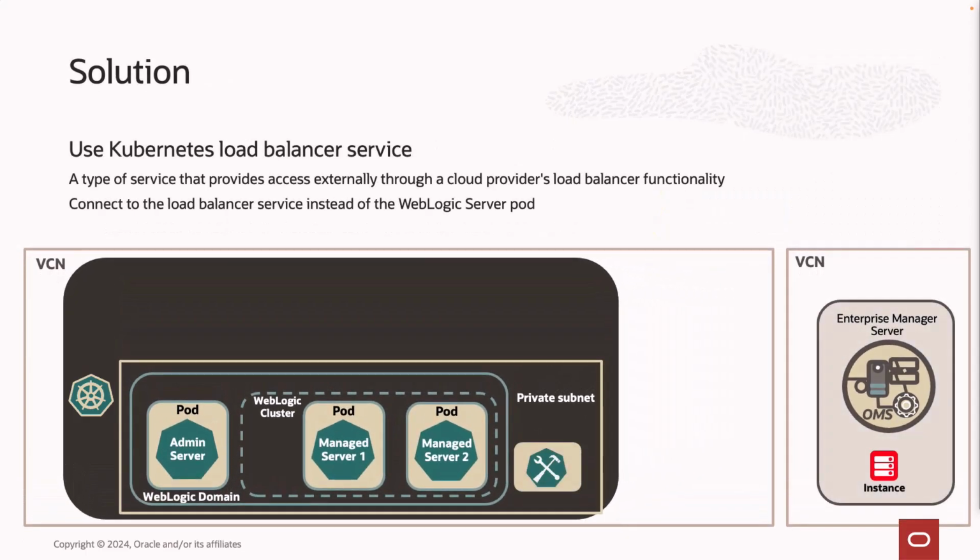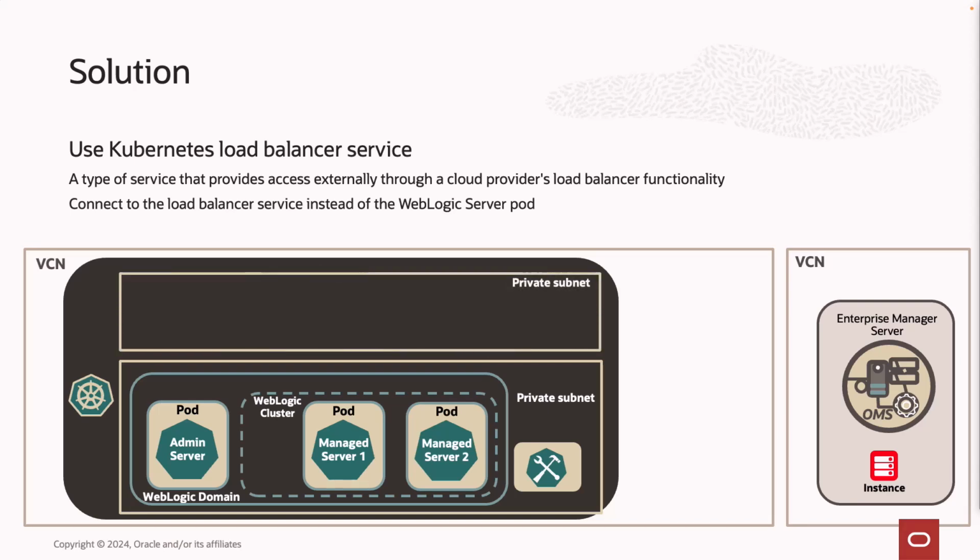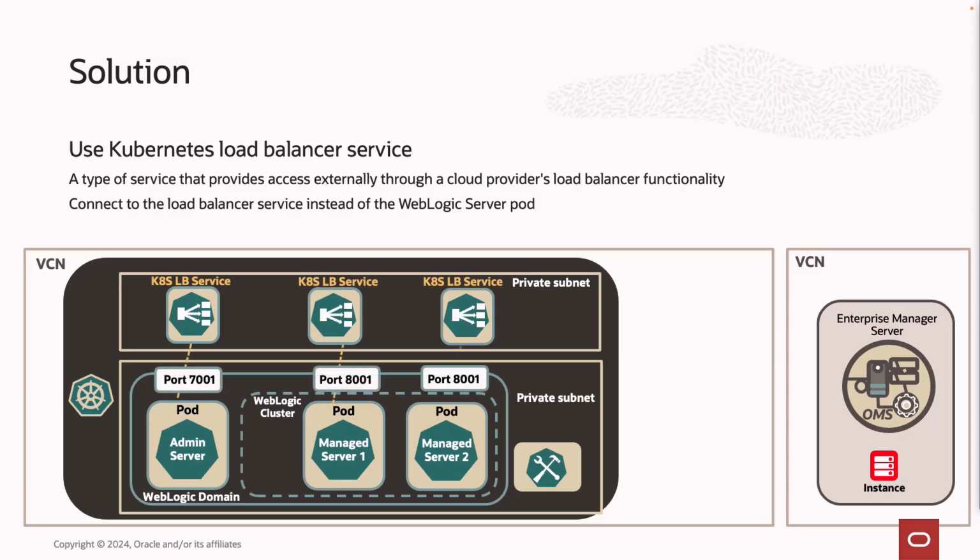Our solution is to use the Kubernetes Load Balancer service, which is a functionality in OKE and also in other cloud services. First, you will create a private subnet within the VCN. Then within the subnet, create Kubernetes load balancer services and use that service to connect to the WebLogic servers in the Kubernetes pods. Specify a port in each load balancer service, which you will use to connect from the EM agent. In this example, the port numbers are the same with those of the WebLogic servers, just to make it easier.